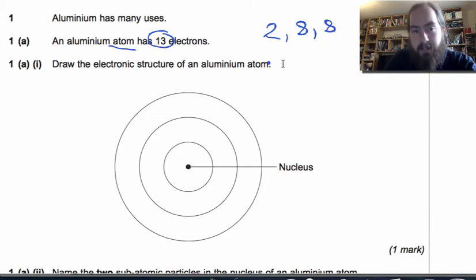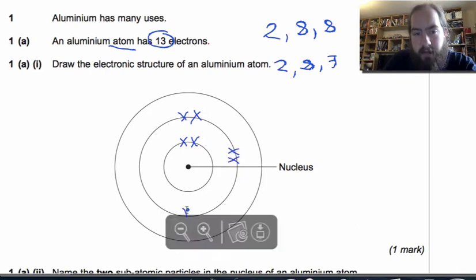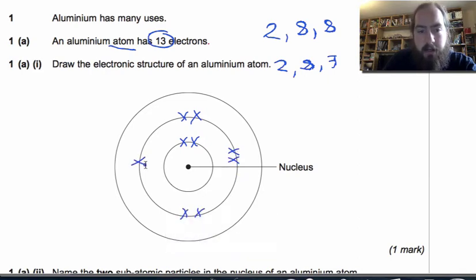Now we've got 13 to put in here, and we're going to start from the inside, so we need to put 2 in the first, we've still got some left over, so we can put up to 8 in the second one, that comes to 10, so we've then got 3 left over. The way we draw this on the diagram is that we put 2 crosses on the first shell, and we normally put electrons in pairs, so then we've got 2 on the second shell, another 2, another 2, another 2, that gives us 10, we've got our 3 remainder, and then we can put these individually.